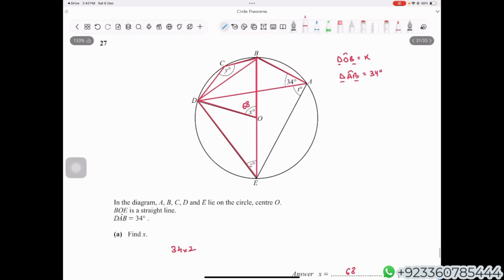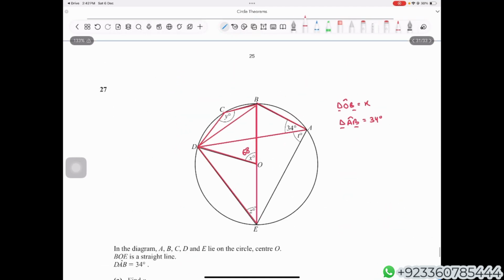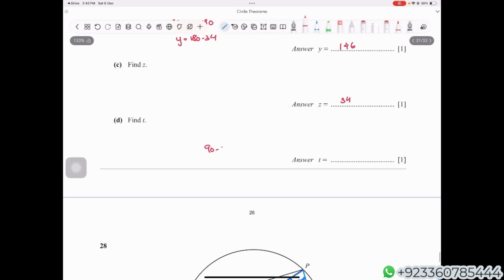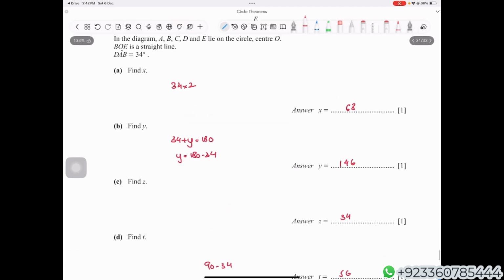Moving on, you want to find T. Now for T, let me just clear everything out again. For T, can you see that BOE is the diameter? Okay, and this BAE is the angle coming from the diameter. So this is going to be 90. So T is going to be 90 minus 34, which is equal to 56 degrees. I hope this is clear.